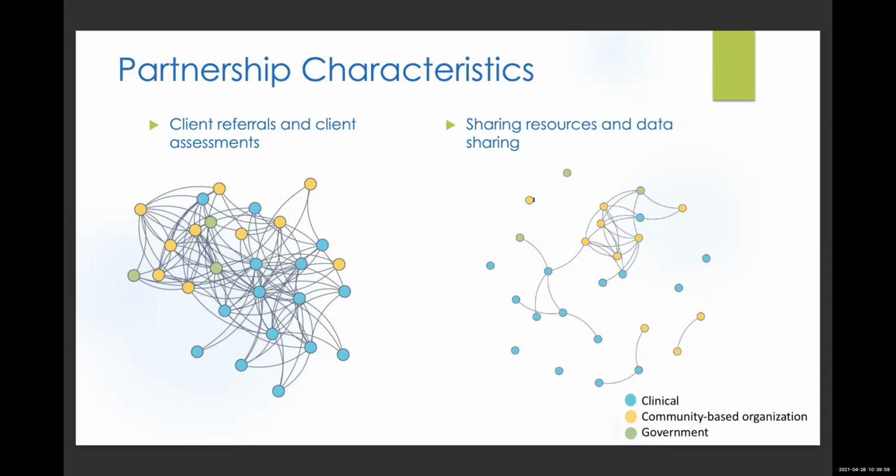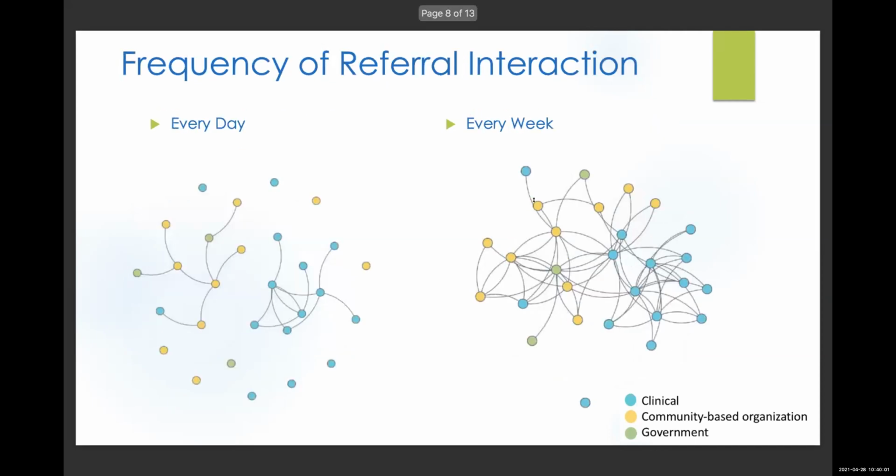So while most of the organizations had some sort of referral interaction only on a weekly basis, that is where the clinical and community-based organizations started to refer and interact with one another in these efforts. And you will see the graph on the left showing that on an everyday basis, they are again working within themselves more than reaching across sectors.